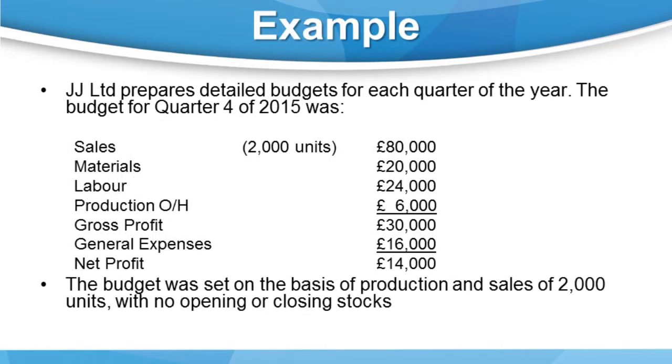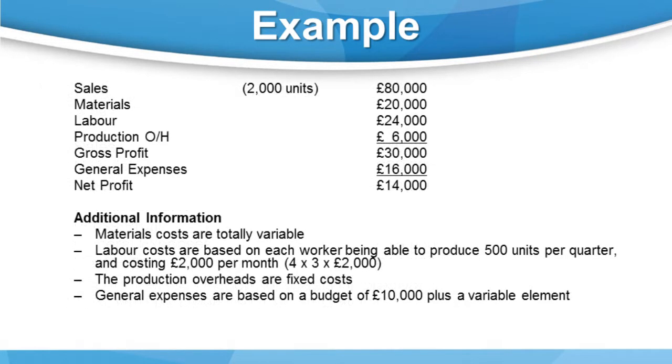Here again is the original budget for JJ Limited. But we're now given some additional information about the way in which the different types of costs behave with changes in activity level. It's really important to understand whether a cost is fixed, semi-variable, variable or stepped. We can now start to work out some of the figures on which the original budget was based. If sales were budgeted at £80,000 for 2,000 units, then this will be £40 per unit sales price. Materials are variable, so the original budget of £20,000 for 2,000 units means that this must have been based on a forecast of £10 per unit.